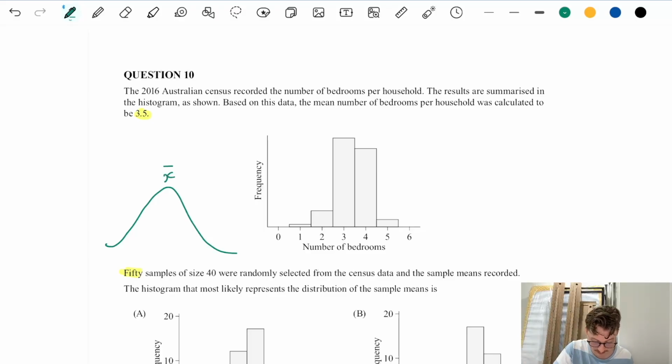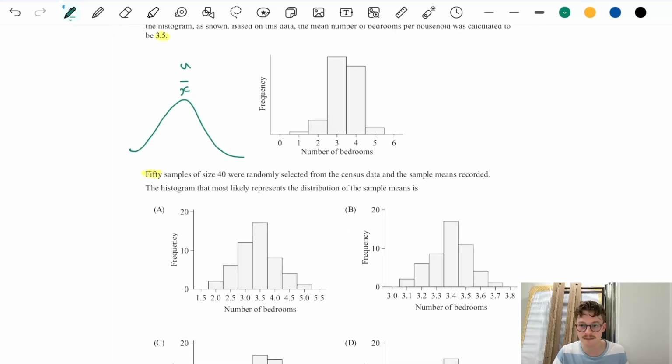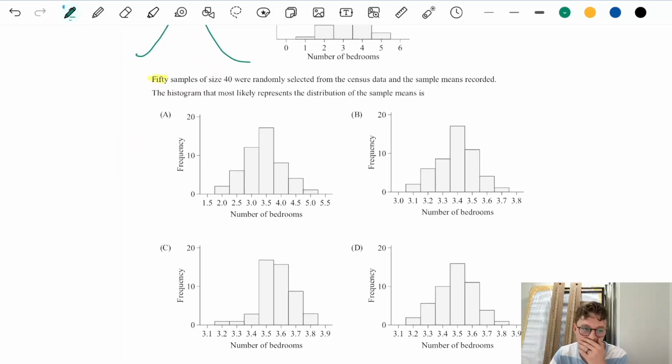This is going to be kind of X bar. Sometimes it can be mu depending on what we're looking at, population, and how big the samples are. So have a look, okay?